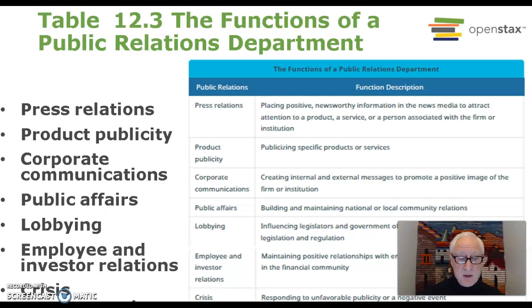Next part is crisis management. Unfortunately, you can probably only see the word crisis on your screen. It has bled off the screen. But the idea here is if something bad happens about the company, some negative event, bad publicity, how do you respond in a way that manages that crisis?